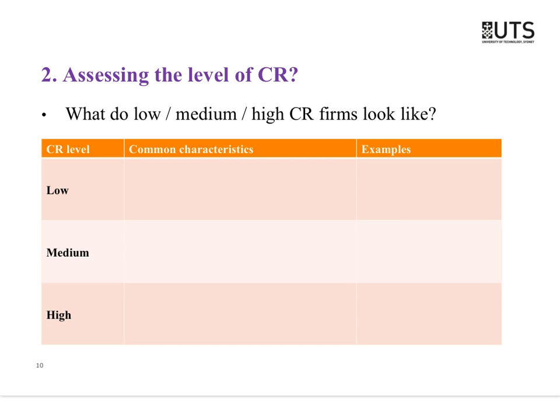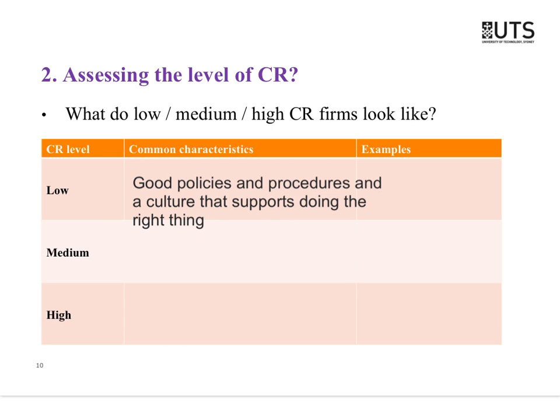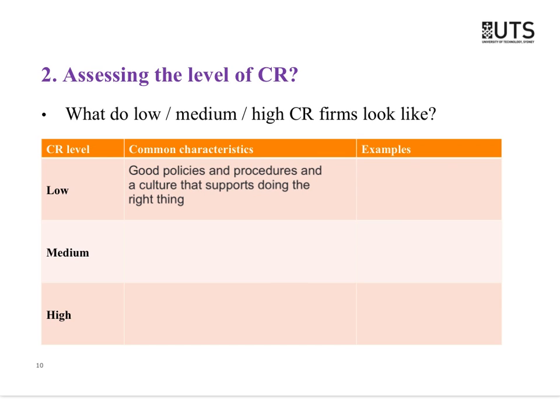Okay, so what do high, medium, and low control risk firms look like? So low control risk firms tend to have good internal controls, procedures, and a culture that supports doing the right thing. So even if you don't have a policy and procedure, if your staff are all about honesty, they'll figure out the best way to do something. So good policies and procedures, and we're looking for small or minor deviations or minor weaknesses, that are unlikely to have big impacts on the financials, okay?